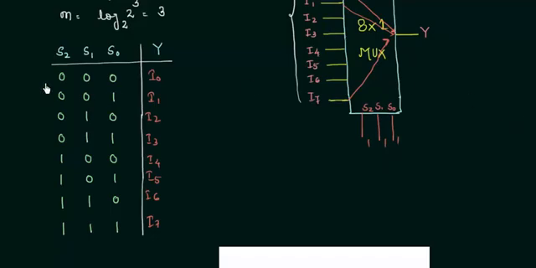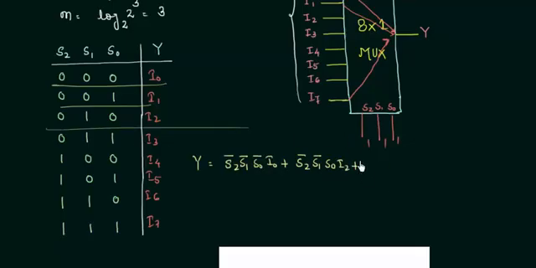Now we have to see the expression for y. Let's see the first case: I am having S2 complement, S1 complement, S0 complement, I0. Similarly for the second case it is S2 complement, S1 complement, S0, I1. For the third case, S2 complement, S1, S0 complement, I2. And for the fourth, S2 complement, S1, S0, I3.